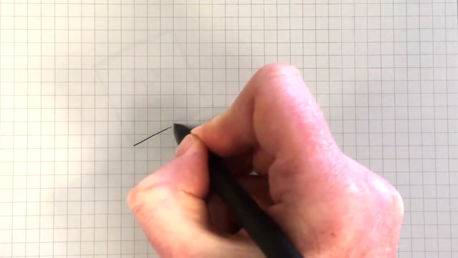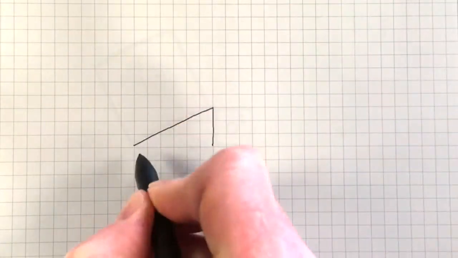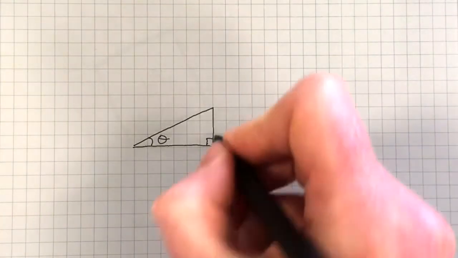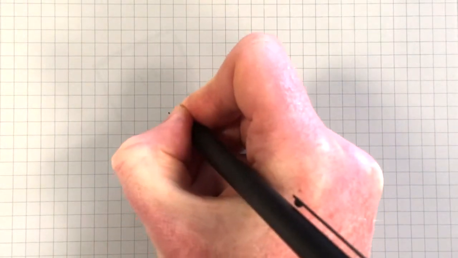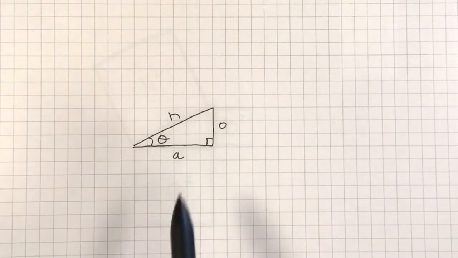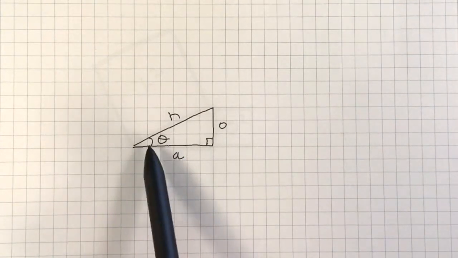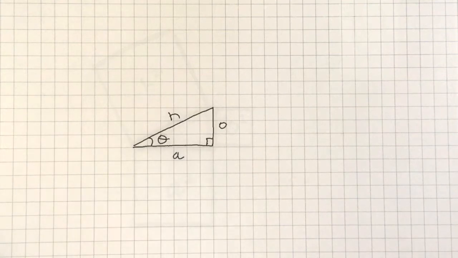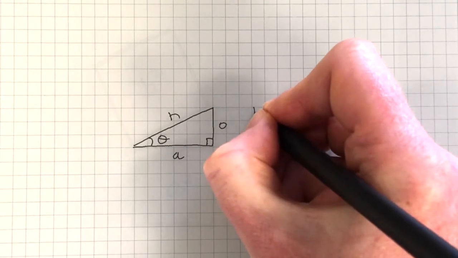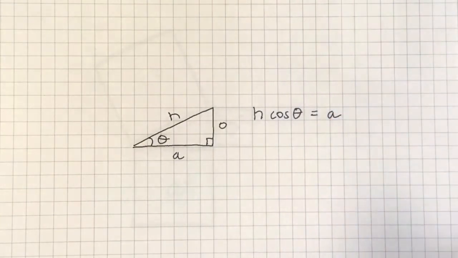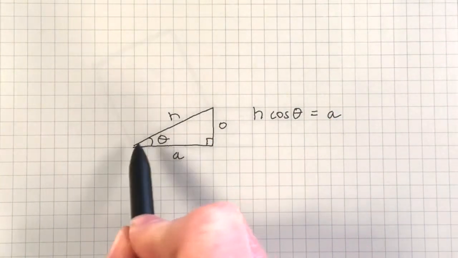Now let's stay with triangles. I'm going to redraw my triangle. There's a right angle, there's some angle theta. This is the opposite, this is the adjacent, and this is the hypotenuse. Now this adjacent side is, it's adjacent, nearby, it's sort of cozy up to that little theta there, the angle. So I could write what that is in this form, that the hypotenuse times the cosine of theta equals the adjacent.